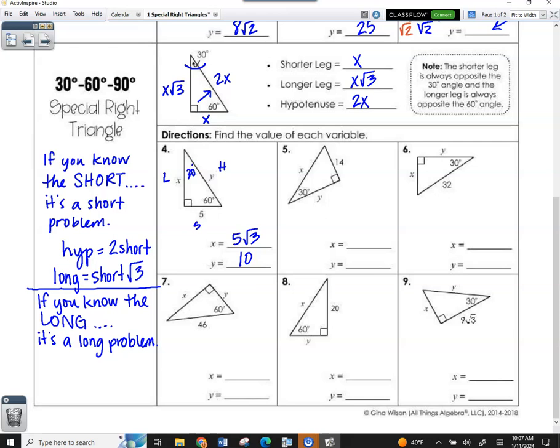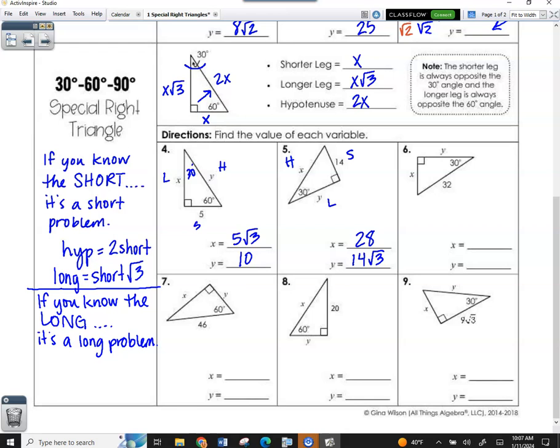Alright, so we know the short, this would be the long, this would be the hypotenuse. So the hypotenuse would be what? Short's 14, 28, and y, the long side would be 14 root 3, right? Okay, number 6.